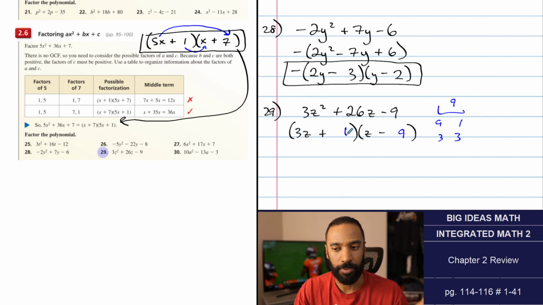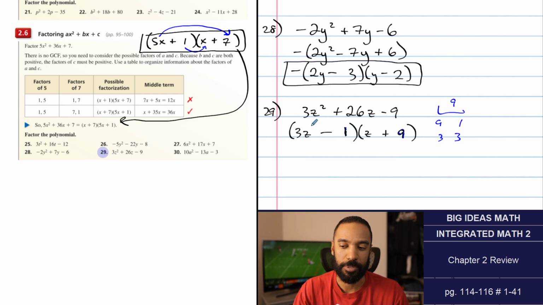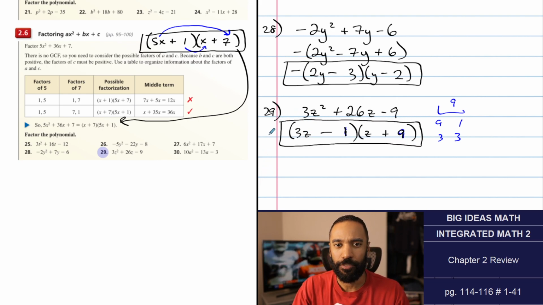So negative 27 plus 1 is negative 26. Boo hiss, I have to switch the signs. We'll put a minus here, plus here. So we get 27 minus 1, which is positive 26. This is my only option. And that's the answer.